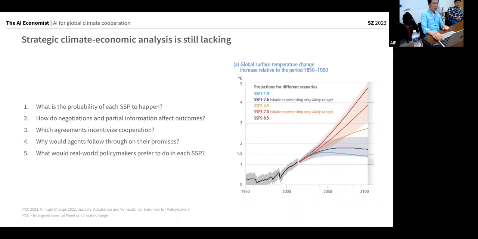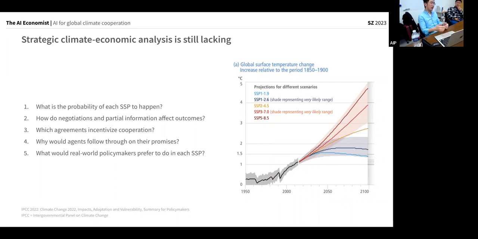But what is really a big problem with their analysis is that, again, it's very limited. They have no probabilities that they assign to any of these scenarios. There's no likelihood of any of these things that they can really compute. There are a lot of questions, like, how do negotiation protocols and partial information change the outcomes? And what kind of agreements actually make people cooperate? And in particular, even if you have an agreement, why would people actually keep their promise?